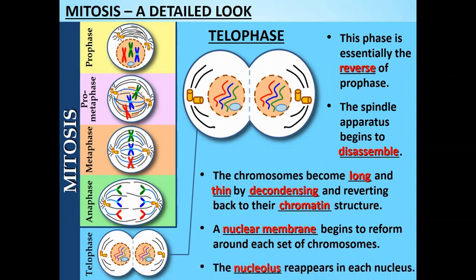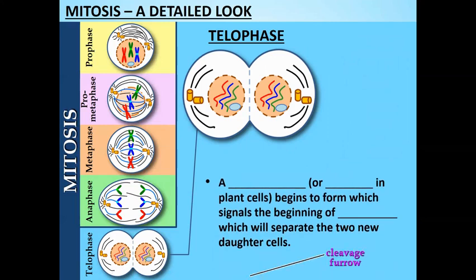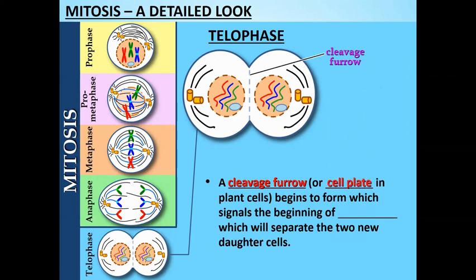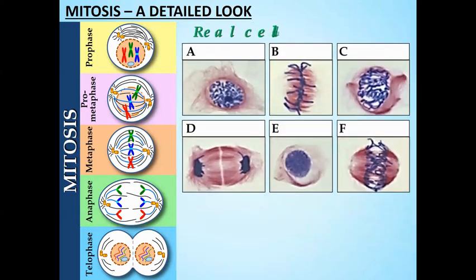And then it says the nucleus reappears in each nucleus. Okay. All right. And then, did you get it right? The cleavage furrow or cell plate, if it's a plant cell, remember this is an animal cell, and then a plant cell has the cell plate. And that begins to form, which signals the beginning of cytokinesis. And this will separate the 2 new daughter cells.